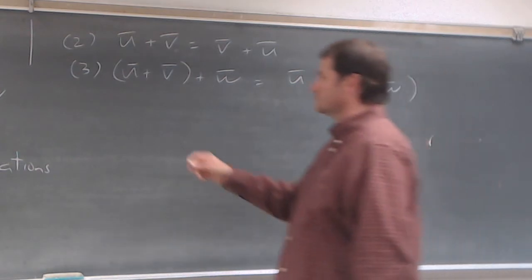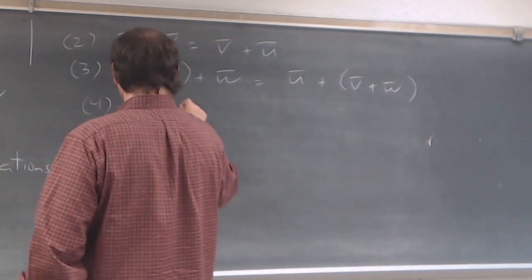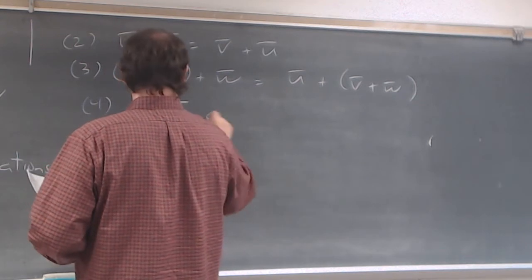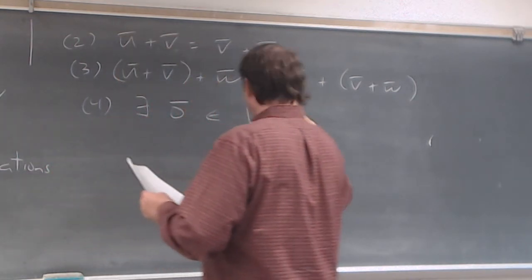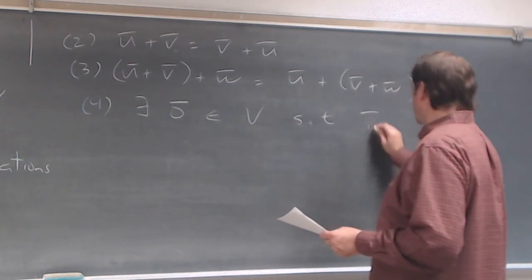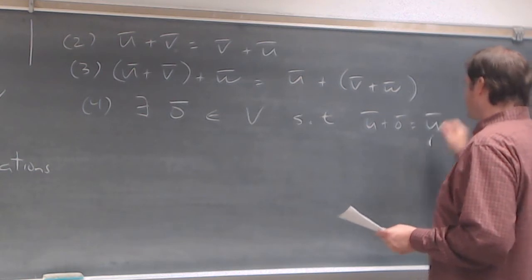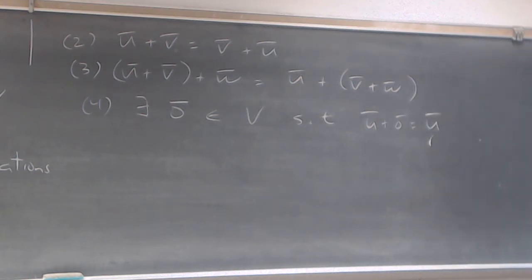Fourthly, there exists a zero element of V such that if you take a vector u and add that zero to it, you just get u. So that is the additive identity.